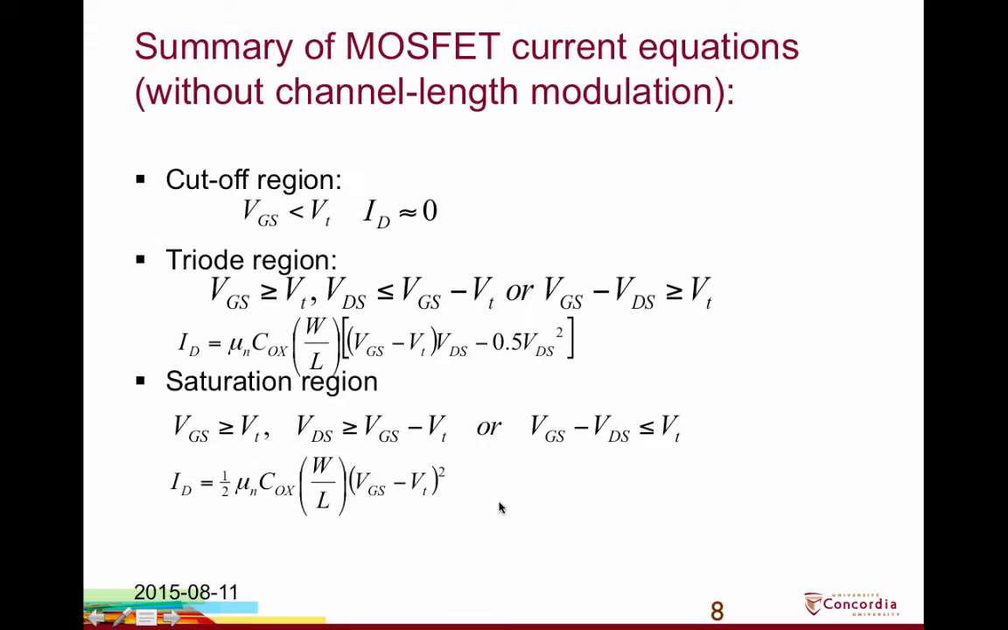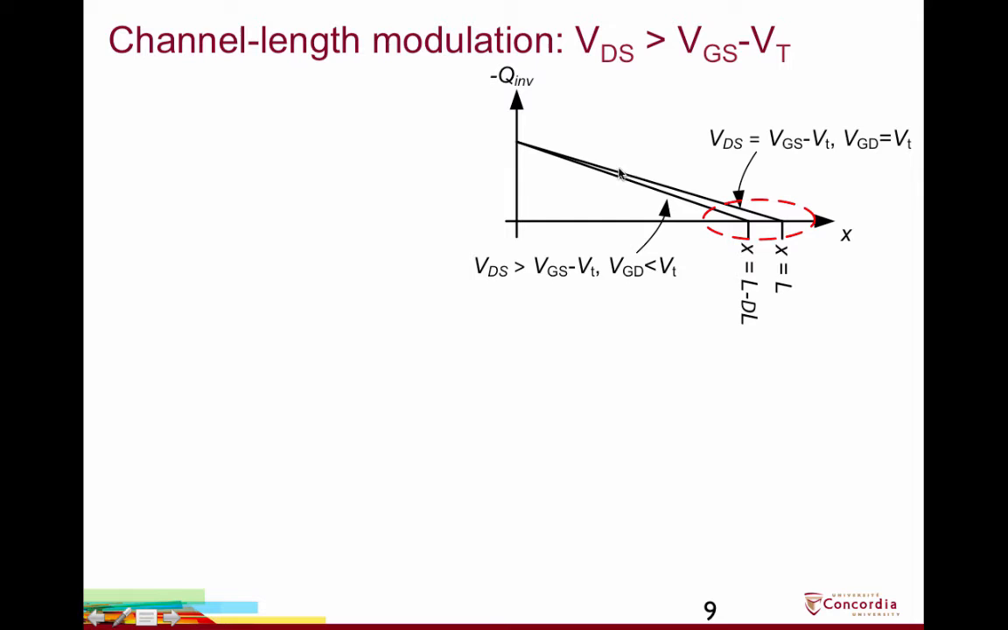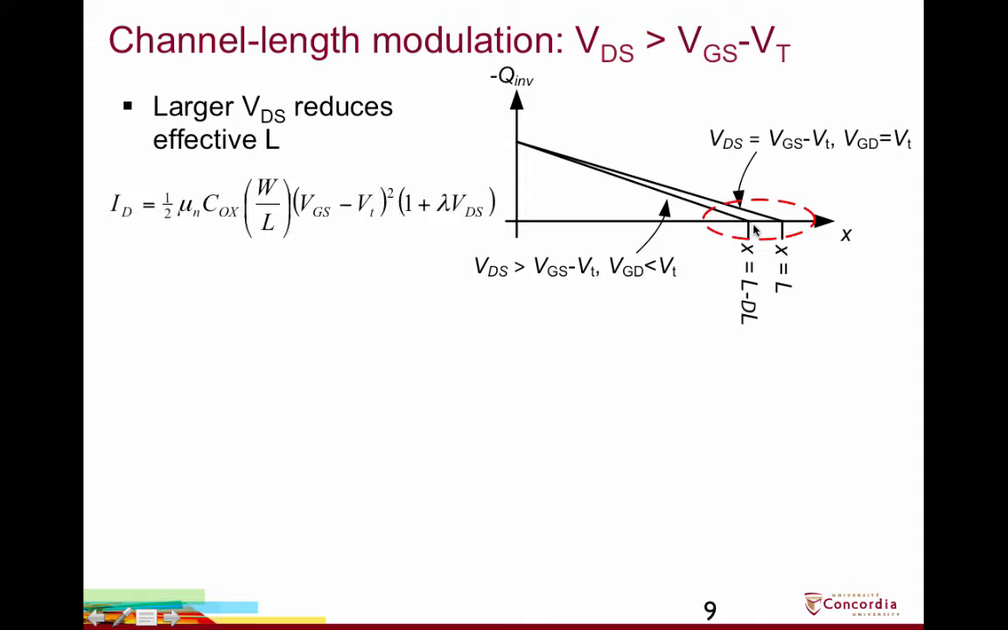Let's take a look at something we'll call channel length modulation. Up here, we have the charge distribution. Now, we haven't talked a lot about charge distribution because we're generally assuming that you've seen this material before and you're just looking for a review of the IV characteristics. Under the gate, we have a charge distribution going from the source end up to the drain end. And when we're in saturation, this charge distribution is pinched off down to zero at the drain end. It turns out that if we increase the drain voltage beyond that triode saturation boundary point, the charge distribution moves in, and the effective length of the transistor decreases.